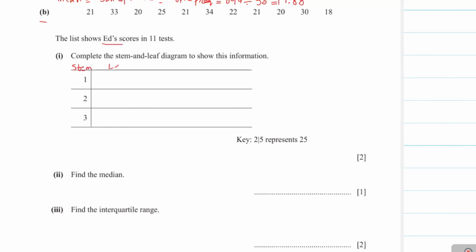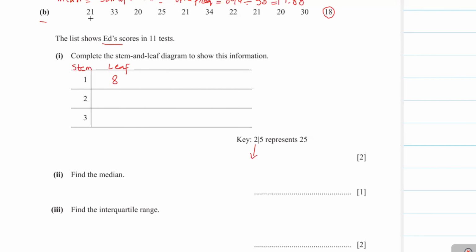And here we will have to write leaf. Now you see here, stem is showing the unit digits and leaf shows the tens digits. Now firstly we see the number having the stem 1. Now this is the number 18. Now we write here 18.